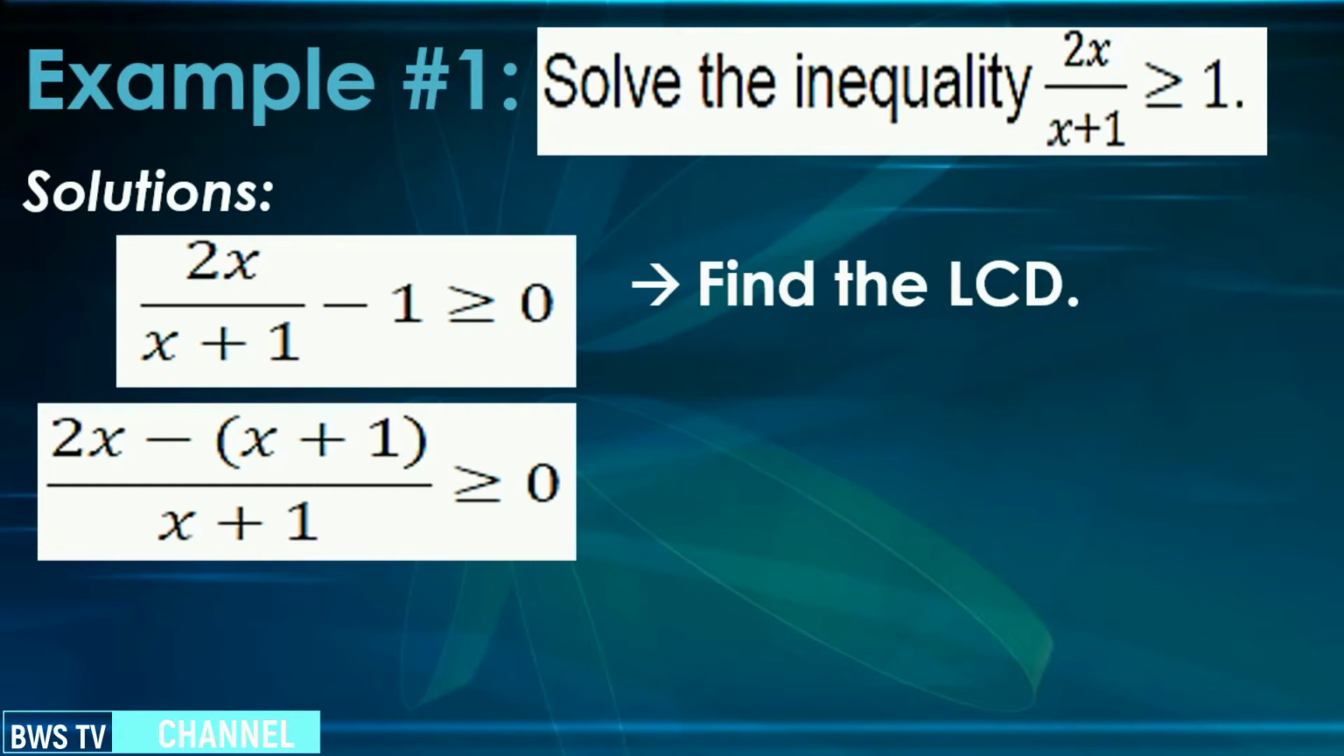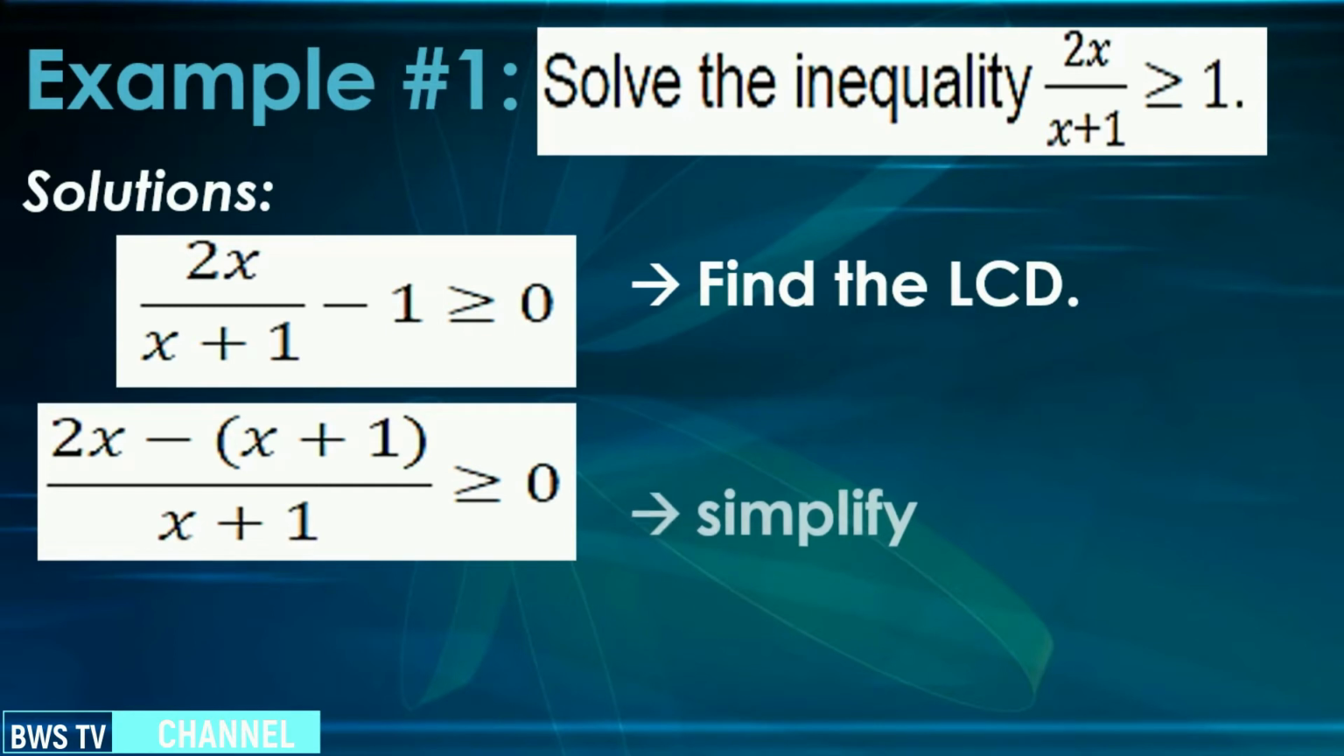So that's why we write 2x minus the quantity x plus 1 all over x plus 1, greater than or equal to 0. Why is there a parenthesis? There is a parenthesis because the operation before it is minus. That means the sign will change later when we simplify.